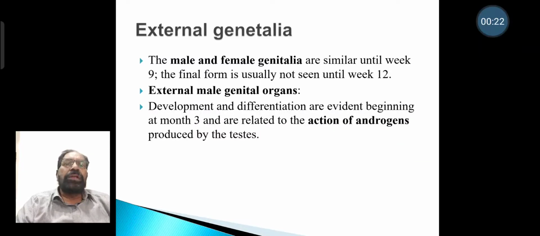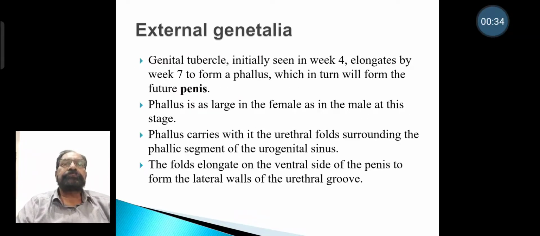External male genital organs. Development and differentiation are evident beginning at month 3 and are related to the action of the androgens produced by the testes. The genital tubercle, initially seen in week 4, elongates by week 7 to form the phallus, which in turn will form the future penis. The phallus is as large in the female as in the male at this stage.